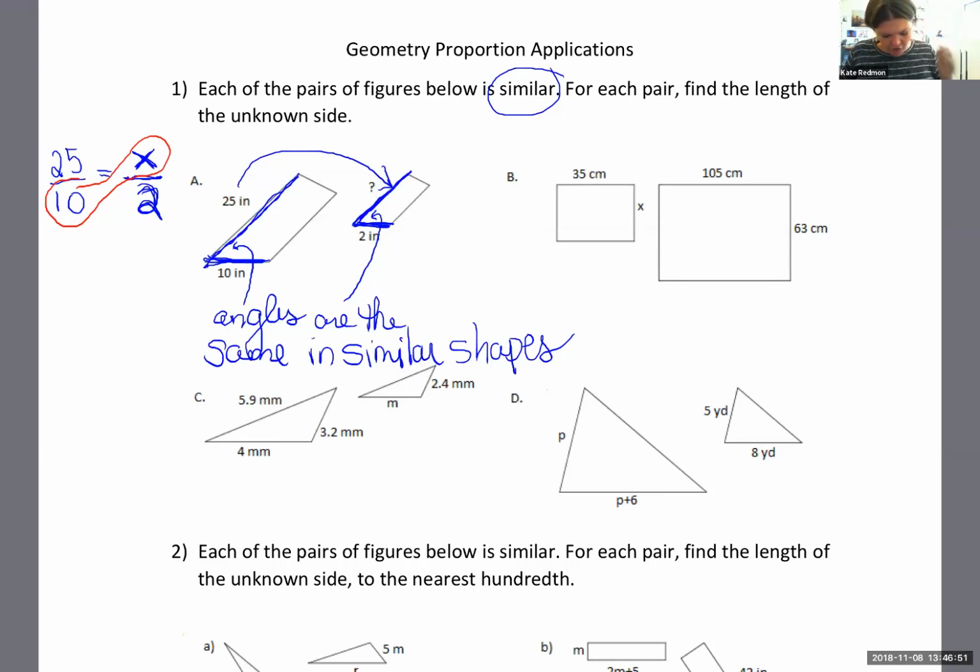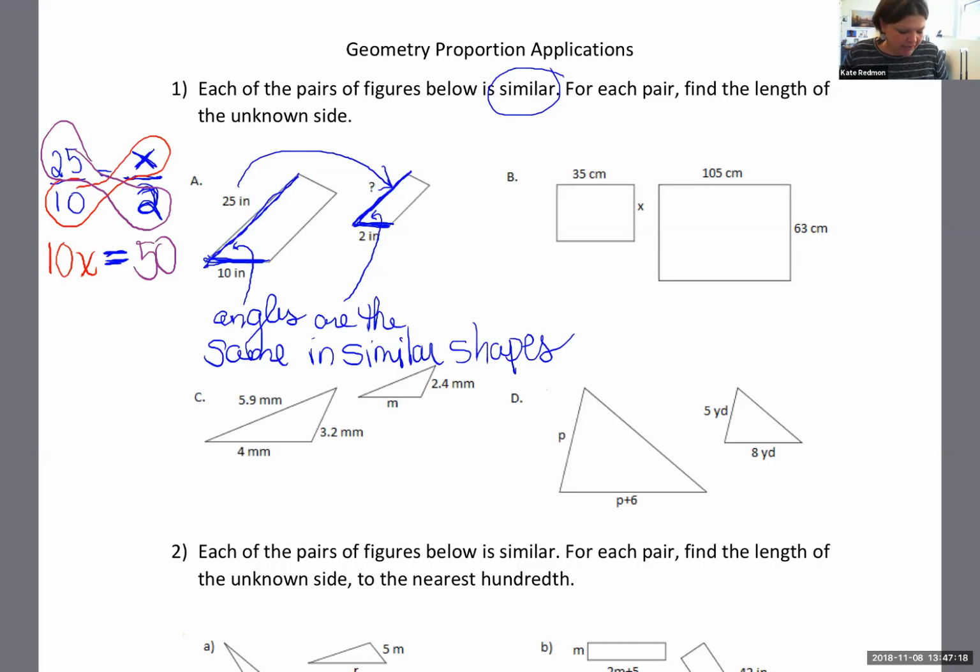So I'll find the first cross product. 10 times x is 10x. And that rule that I just stated, that cross products are equal, guarantees that whatever cross product I got from one cross will be equal to the other cross. And we'll do that. 25 times 2 is 50. And now it's not a proportion problem anymore. Now it's just a simple little one-step equation.